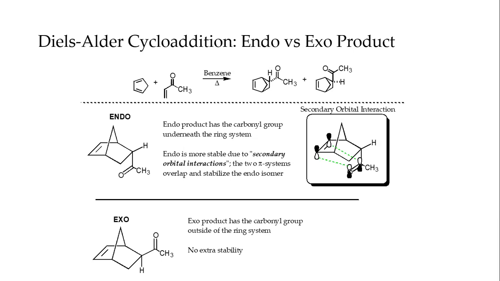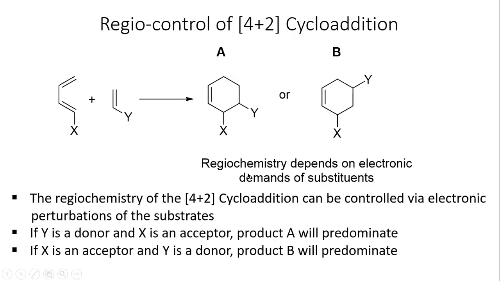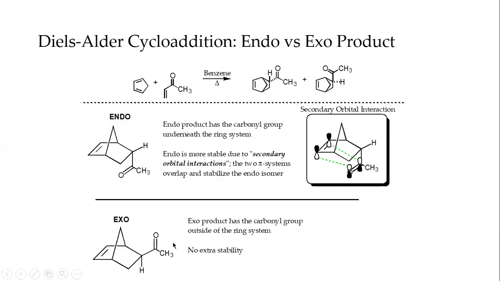So endo is favored, exo is not necessarily disfavored, but it's not as favored as the endo because you don't get that extra stability that you get when you have these secondary orbital interactions possible here. Are there any questions up to this point?